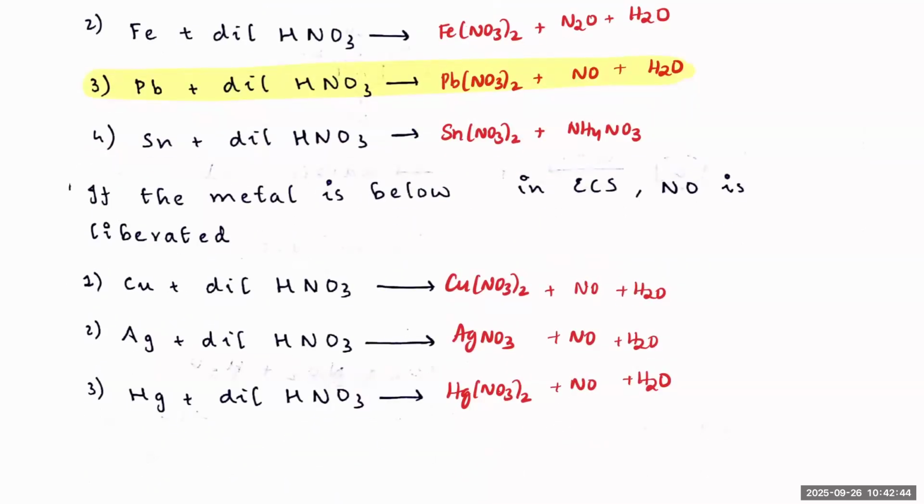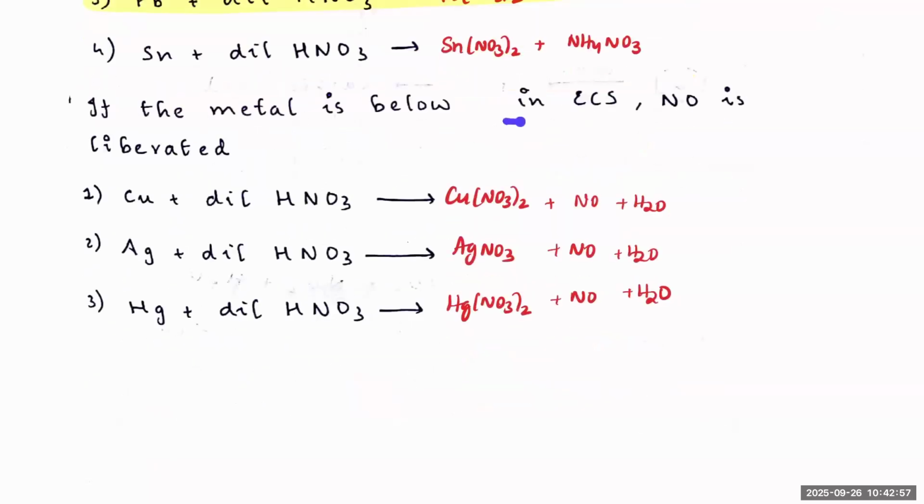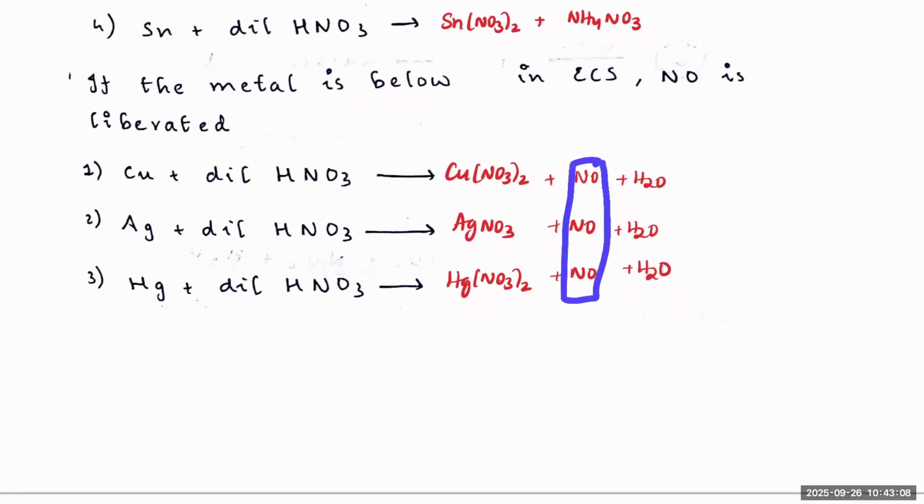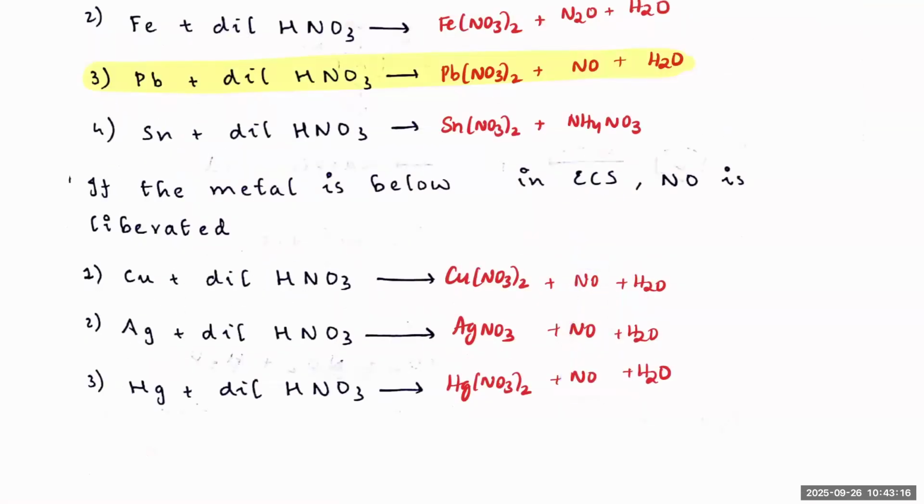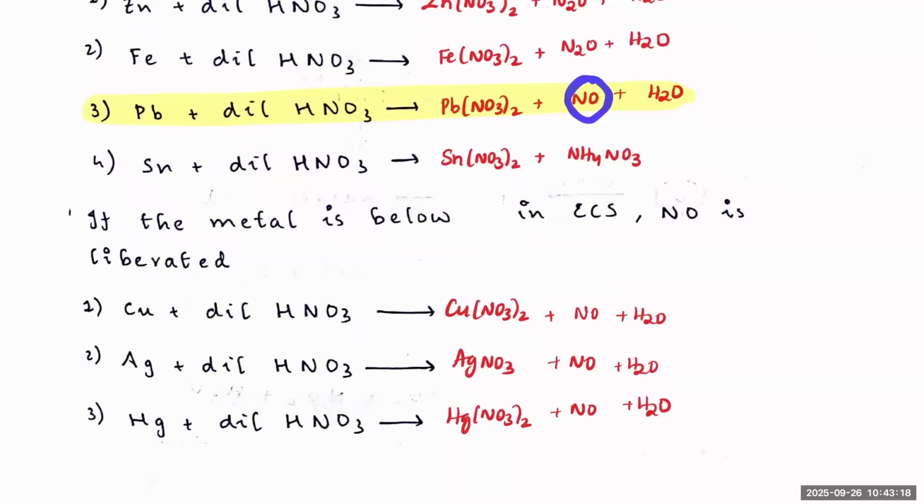While the metalloid-nature metals like tin, arsenic, antimony will give you ammonium nitrate instead of N2O. But if the metal is below hydrogen in the ECS, which means positive reduction potential values, in that case they will give you only NO gas. So copper, silver, mercury have higher values, and they will give you NO gas here. So remember, lead is the only exception in this case, which is supposed to give N2O, but it will give you NO gas.